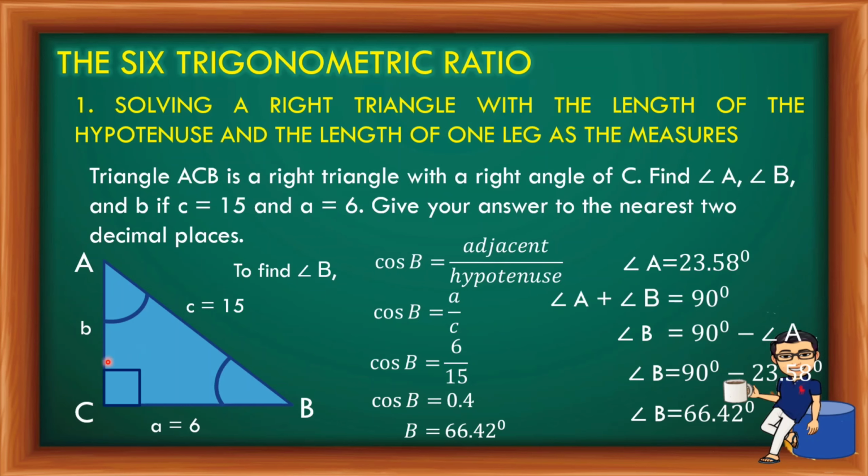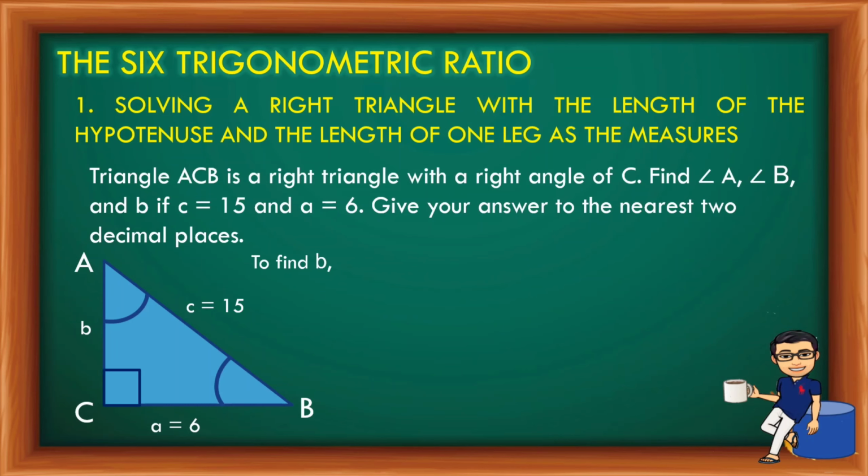Hanapin naman natin ang side b. To find side b, gagamitin naman natin ang Pythagorean theorem. Bakit Pythagorean theorem? Kasi sa right triangle, we can apply the Pythagorean theorem. So, ang Pythagorean theorem natin, to recall, ay a squared plus b squared is equal to c squared.